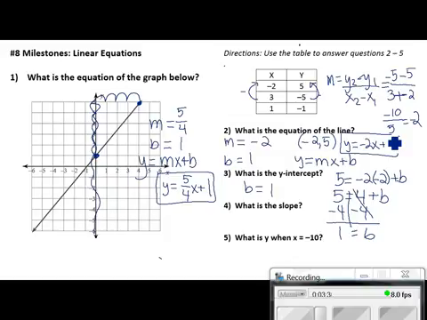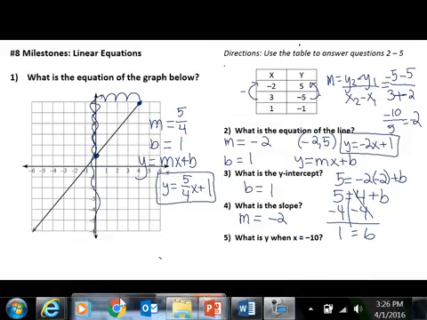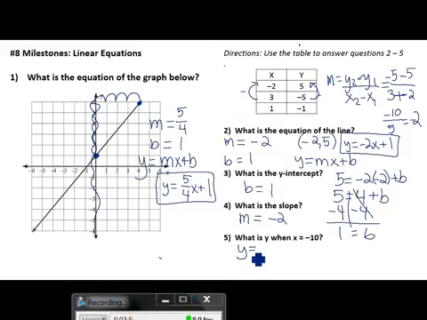And number 4, what is the slope? We've already identified that. And number 5, what is y when x equals -10? So for this one, we're just going to use the equation we got. Y equals -2x plus 1. And we're going to substitute in the value of -10 for the y. I'm sorry, for the x. -2 times -10 plus 1. Then we can solve. Y equals +20 plus 1. So y equals 21 when the x value is -10.